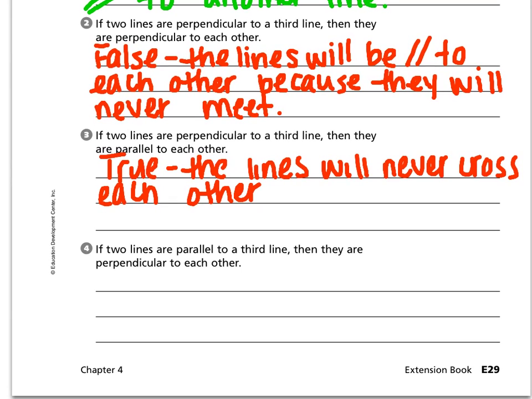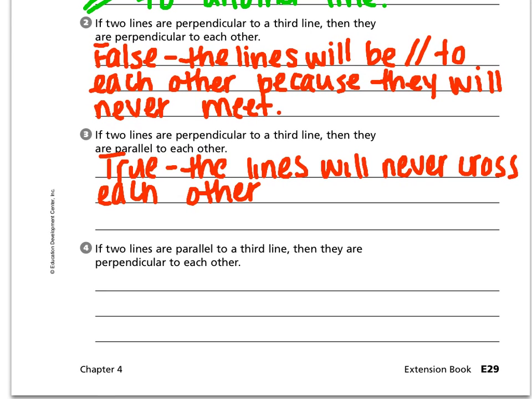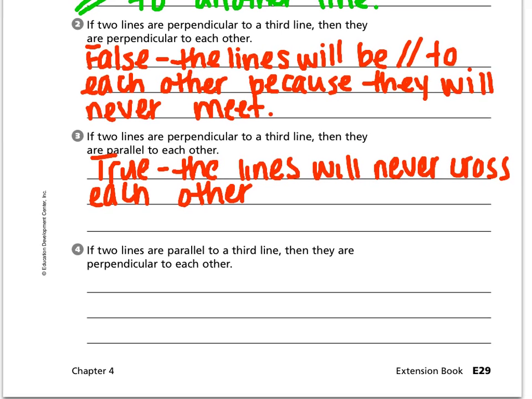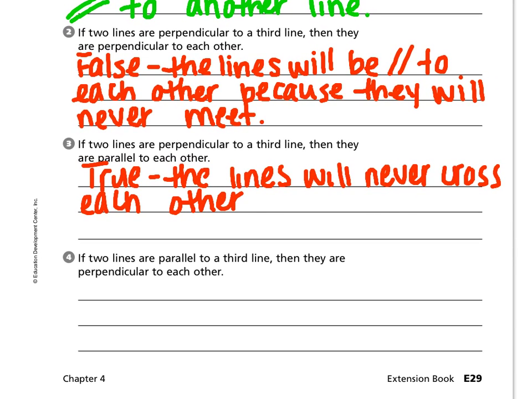Let's look at number 4. If two lines are parallel to a third line, then they are perpendicular to each other. So that goes with number 1. If two lines are parallel to a third line, we can draw a picture here. They're parallel to a third line, so we have one line, and then we have two lines that are parallel to it. Then they're perpendicular to each other. You can see from the illustration that they're not perpendicular to each other. The lines will never meet if they're parallel to each other.